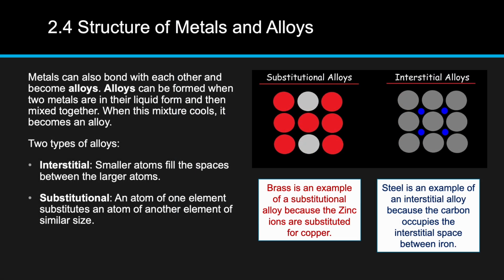Metals can also bond with each other and become something called alloys. Alloys can be formed when 2 metals are in their liquid form and then are mixed together. And then when the mixture cools, it becomes an alloy.